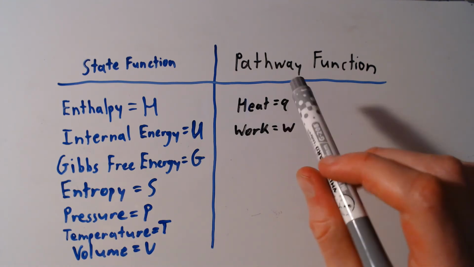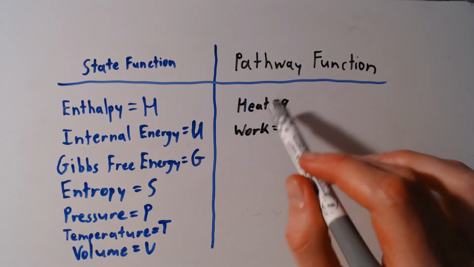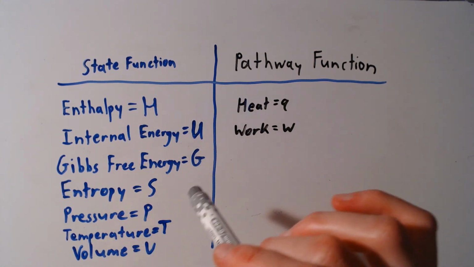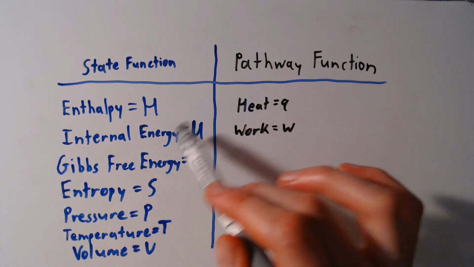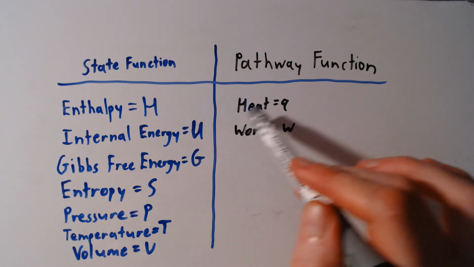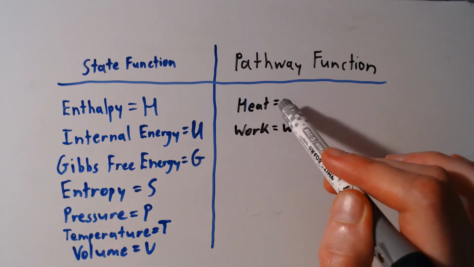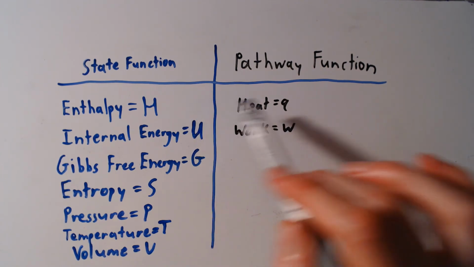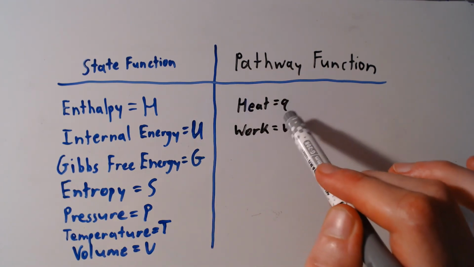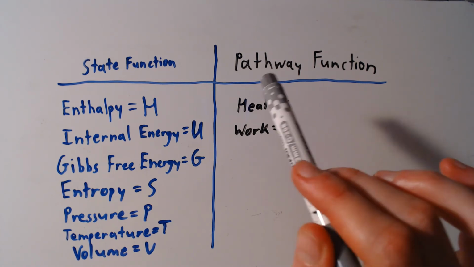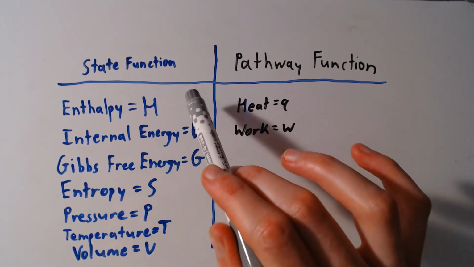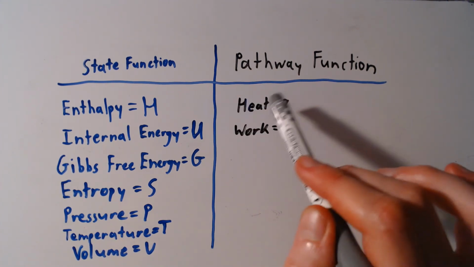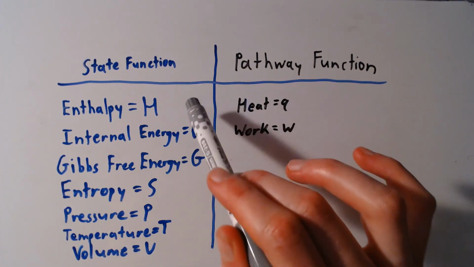However, what you can measure from these pathway functions are their values, using differences in state functions. Let's say we had an initial internal energy of U, then we had a process Q that changed it to a different U. And we can take these differences in U's to find the value of Q. We can measure the initial U and the final U, but we can't measure this Q. We can only know the value of Q by taking differences in U's.